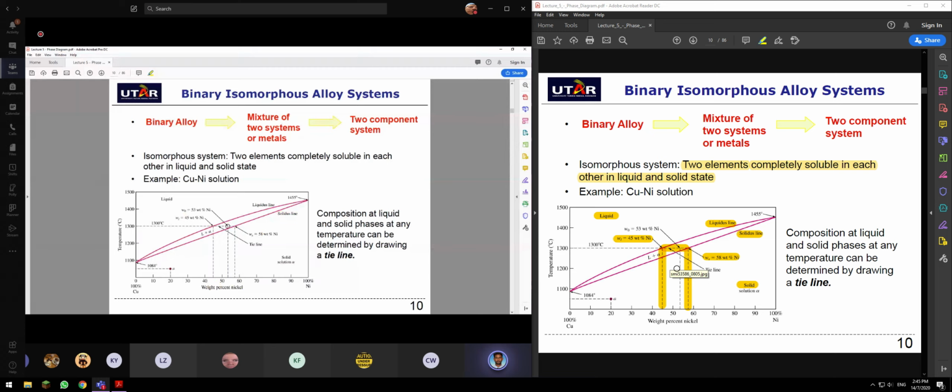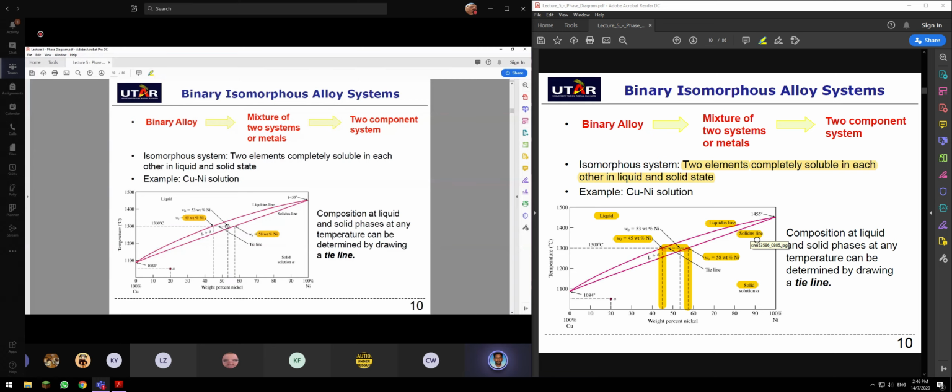Okay, the system consists of liquid and solid. So liquid and solid exist in correlation between each other. So what will be the percentage of liquid? What will be the percentage of solid? The liquid percentage is 45 weight percentage, and the solid will be 58 weight percentage.